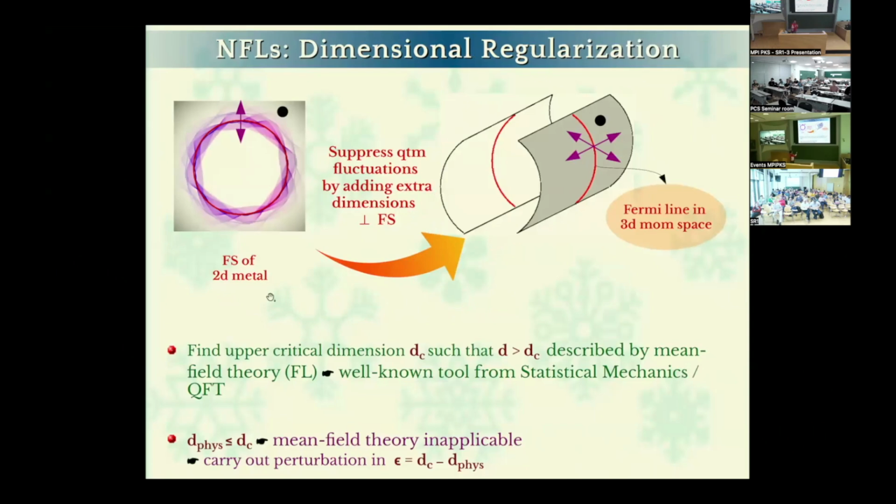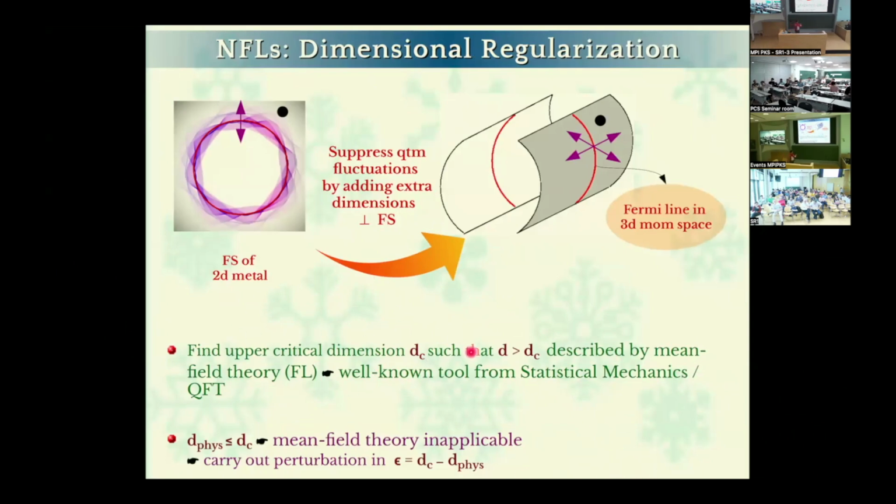You can imagine why it is happening, because you are just reducing the density of states by adding these extra dimensions. So this is basically the philosophy of doing this dimensional regularization. We artificially add some extra dimensions perpendicular to the Fermi surface, and then our goal is to find something called the upper critical dimension D_C, such that if the physical dimension of the system is greater than D_C, then it is well described by a mean field-like theory, which in this case is Fermi liquid theory.